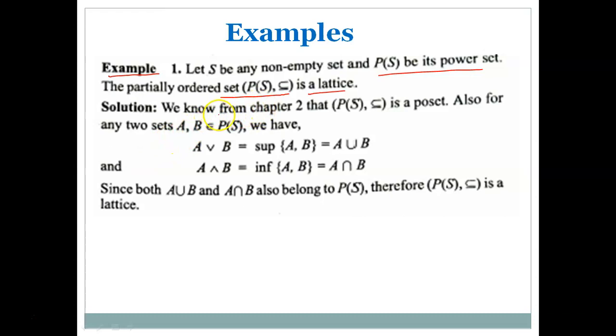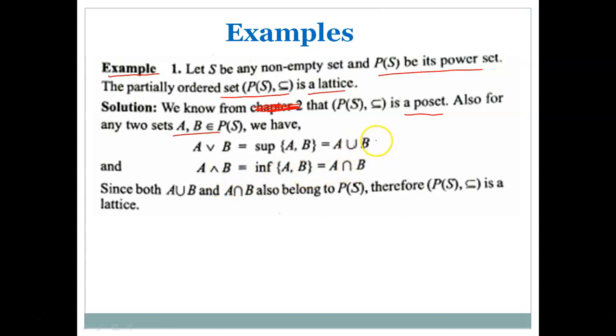We have discussed in an earlier lecture that P(S) with the inclusion relation is a partially ordered set. Also, for any two sets A, B belonging to this, we can define A join B, the supremum of A, B, as A union B, and the infimum of these two as A intersection B.